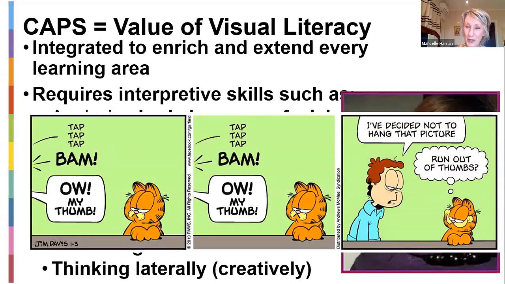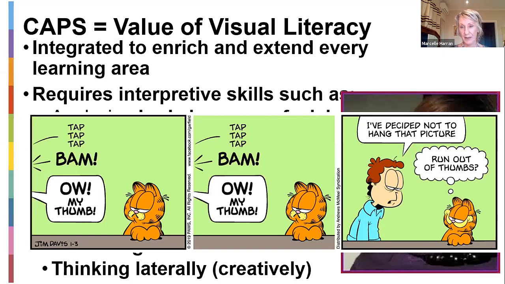Okay, I'm taking you through a cartoon with Garfield and Jon, and there are 3 frames. This is the terminology I'm using. So in the first frame, you've got this tap, tap, tap, bam, bam, bam. Garfield is looking on, not very impressed, and he hears the words, and you can see the word bubble coming from the left, indicating that that's a sound coming from the left. Ow, my thumb. Middle frame: tap, tap, bam, ow, my thumb.